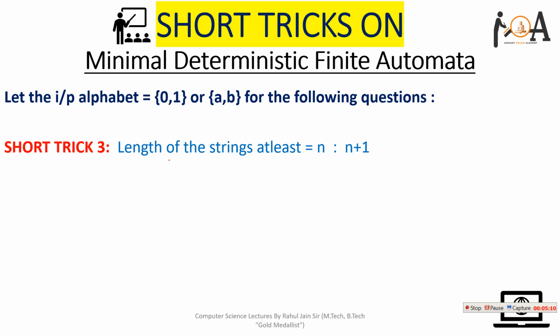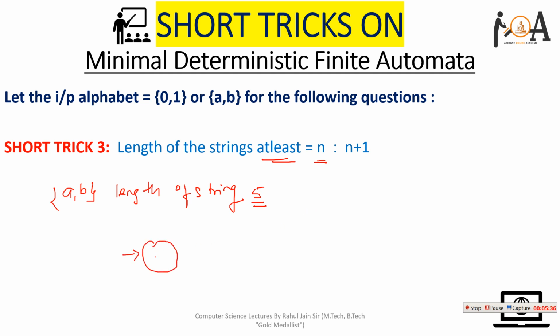Next question is, if you have been asked that the length of the string should be at least n on input symbol A or B, on input symbol A or B, length of a string should be at least 5. Then what will you do? You will try to make a DFA. If you attempt the general or traditional way, q naught is there. At least n means not more than n; at least n includes n and more than n also, but at least 5 should be required.